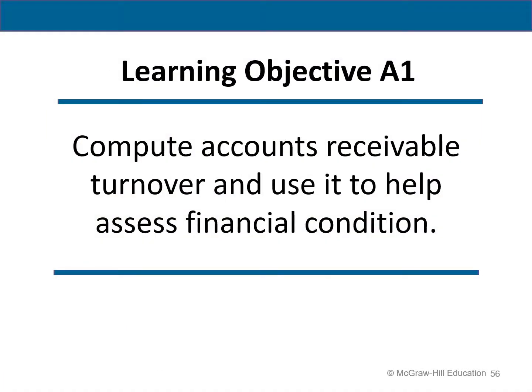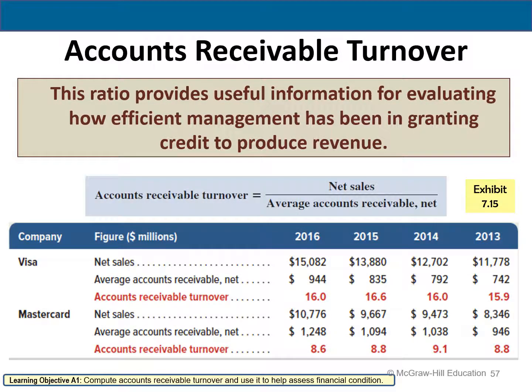All right, so computing the accounts receivable turnover and using it to help assess the financial condition of a company. Accounts receivable turnover measures how often on average receivables are collected during the period. All it is is net sales divided by average accounts receivable. Average accounts receivable is the beginning plus ending balance divided by 2. In this case, we're looking at the Visa and MasterCard companies and their accounts receivable turnovers.